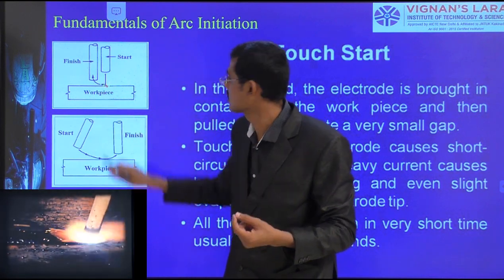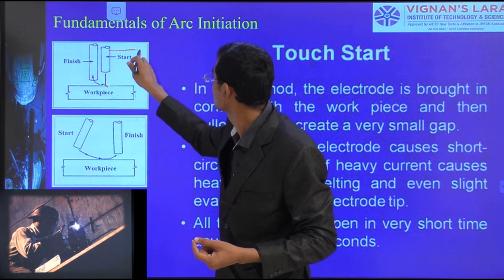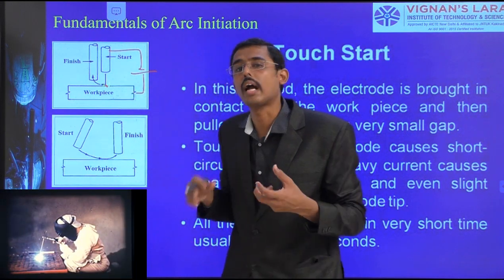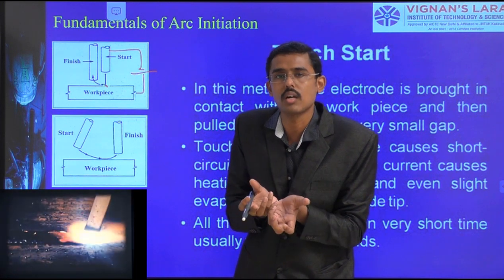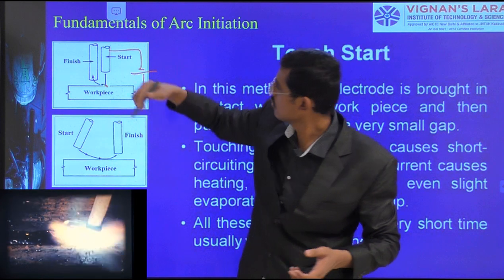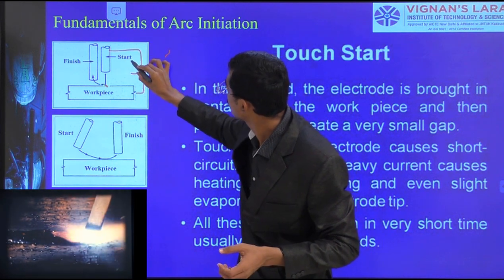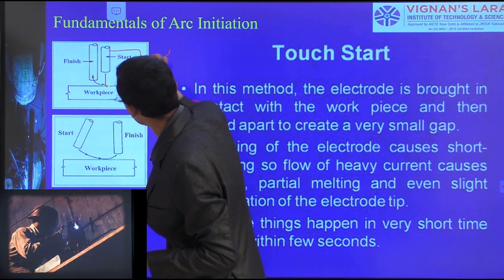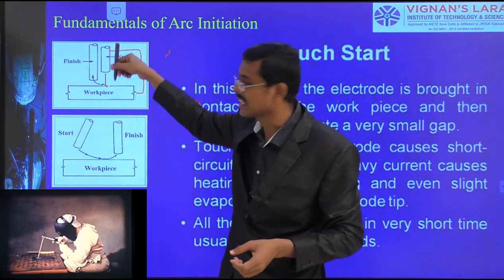Due to what happens, if I am touching these connections, this circuit is closed. Until I am touching, the circuit is not closed and I am not giving high voltage. Normal voltage is there. Let us consider 20 volt is there, and I am just touching.